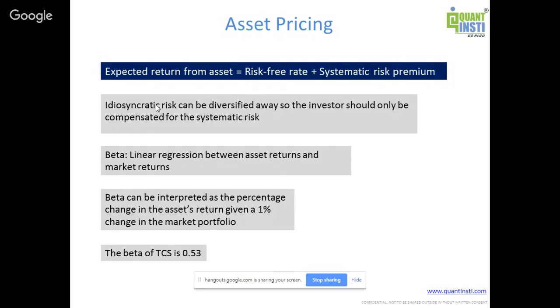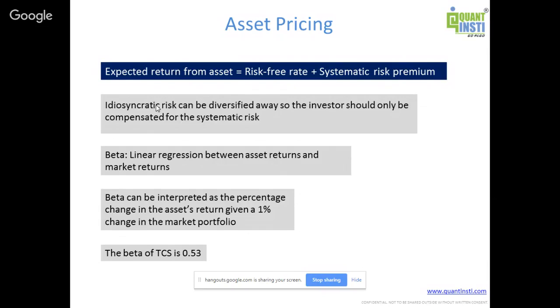For simplicity, you can assume the bank FD rate. If you go to HDFC Bank, you get 6%. So that is the risk-free rate. That's not strictly true, HDFC Bank can default, but just for understanding the purpose. Okay. So that is the first part, which is taken care of.